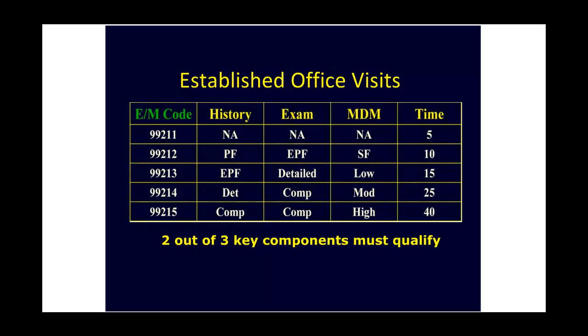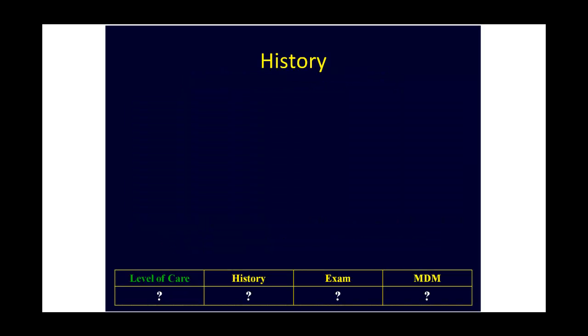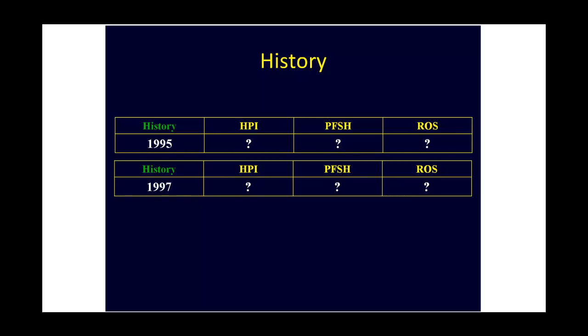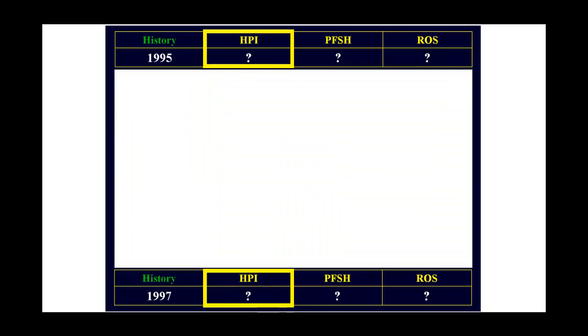And remember, only 2 out of 3 key components are needed for established office patients, and we need to check the documentation against both the 1995 and 1997 E&M guidelines. The level of history is determined by referring to this table. The rules for the 95 and 97 guidelines are slightly different when it comes to documenting the HPI, which is located in this paragraph in our note.